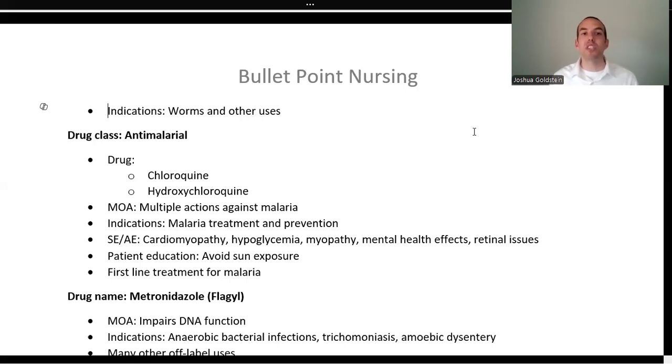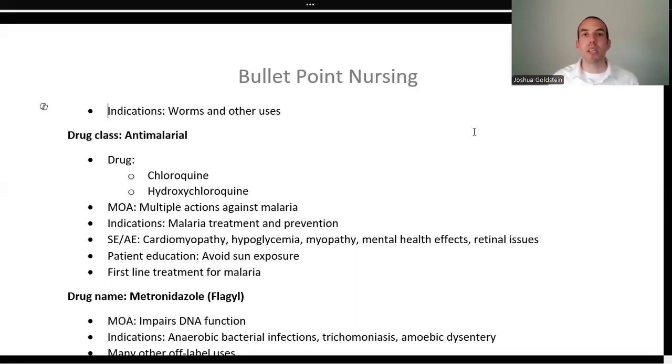Even post-COVID, the indications for this are malaria treatment and prevention. The side effects, there's a bunch of them: cardiomyopathy, hypoglycemia, myopathy, and other issues as well. Patients should be educated to avoid exposure to the sun if they are taking this medication, and this is the first-line treatment for malaria. This is the other one that I mentioned about 10 minutes ago, that sometimes patients will be prescribed this, not even when they have the disease, not even when they were exposed to disease, but before they're exposed. This is commonly given for patients traveling to areas that malaria is endemic, and they start taking it even before they get on the plane.